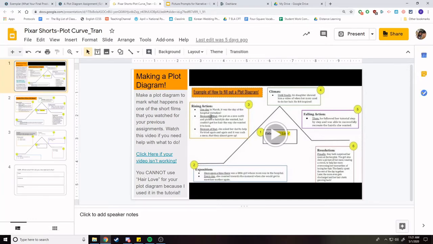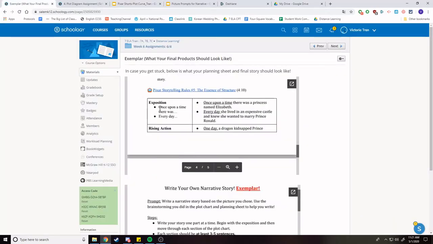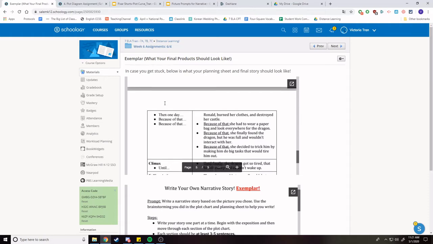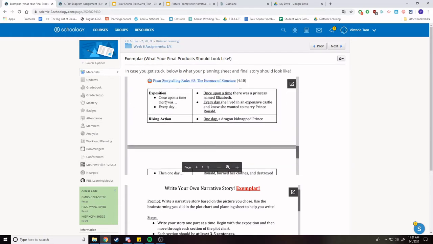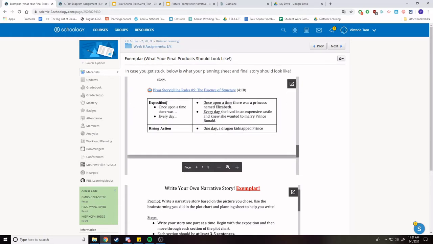You have the exposition, the rising action, the climax, the falling action, and then the resolution. So I've even included sentence stems on the side for you to look at, so you know which part of the story you're going to be writing. And this is basically just a quick brainstorm of what your story should look like. And it's not the final product at all. This is, if you really had to condense it, even shorter than a picture book would be.